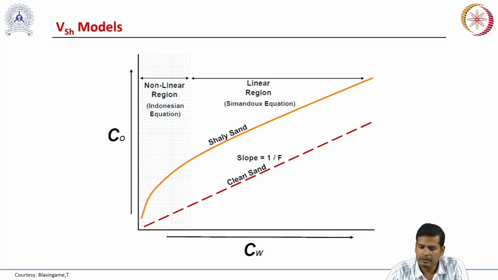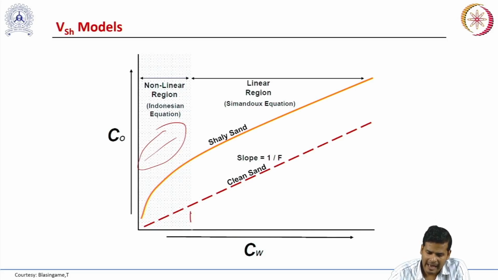For example, the Simandoux and the Indonesian equation are two of the most popular equations used for calculating water saturation in our shaly sand reservoirs. Generally, the Indonesian equation is used in the non-linear region, or in the region of low formation water salinity, and the Simandoux equation is used in high salinity environments, or in the linear region where the response of the shaly sand is linear, to calculate the formation water saturation.